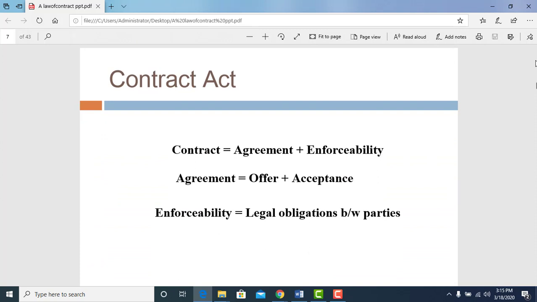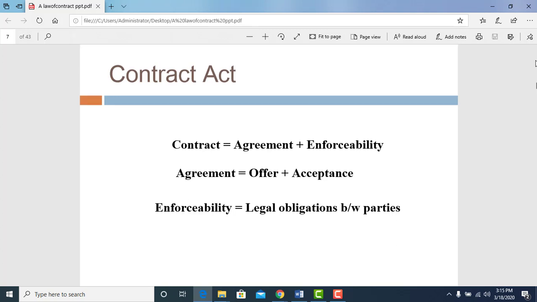Contract Act. Alright, so for a contract, let's go into simplified understanding of what contract must have. There are two basic ingredients for a contract: agreement and enforceability. What is agreement? In agreement, there should be an offer, and there should be someone who accepts it. Now going back to enforceability. What is enforceability? It's a legal obligation between parties, and it is enforceable by law, court of law. Okay?